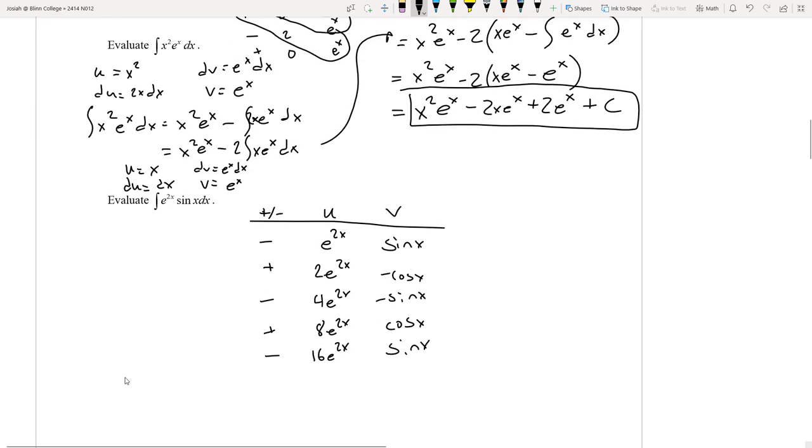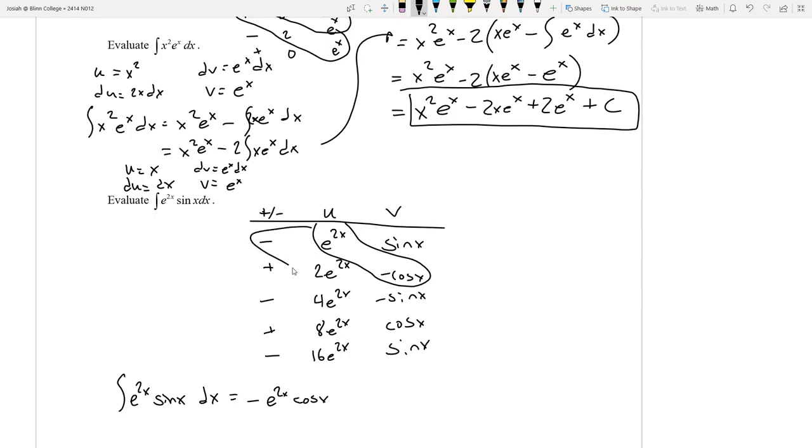So we've got the integral of e to the 2x sine of x dx is going to be, well, we've got first little diagonal here, minus e to the 2x cosine of x, next diagonal here, plus 2 e to the 2x sine of x. And you can see we're just going to keep going and going and going, and it's not really going to be any help to us.